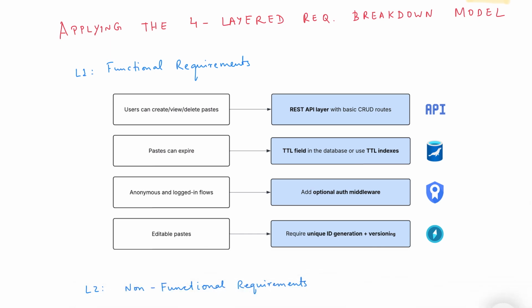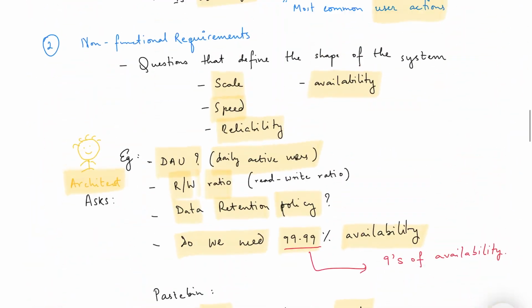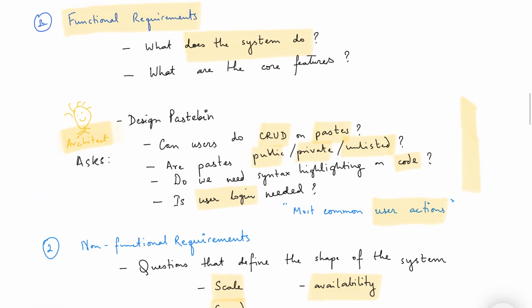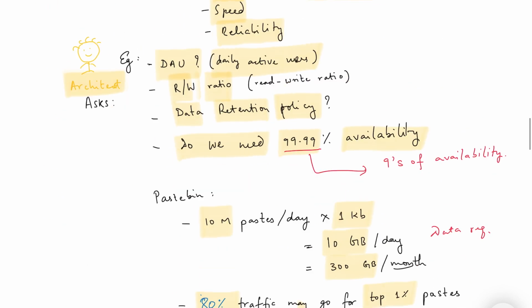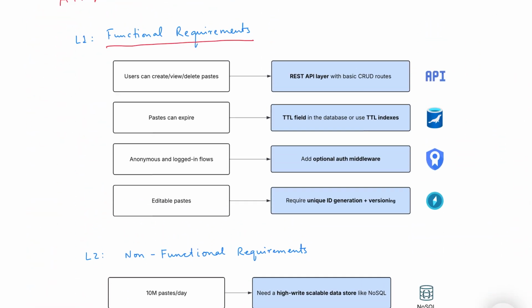So this is where we start applying the four-layered model. We are at layer one, where we discussed functional requirements. There were a few questions that we asked. Let us recap. We asked: can users do CRUD? Are pastes public, private, or unlisted? Do we need syntax highlighting? And is user login needed? Now the answers to these questions help us make these choices in our system.